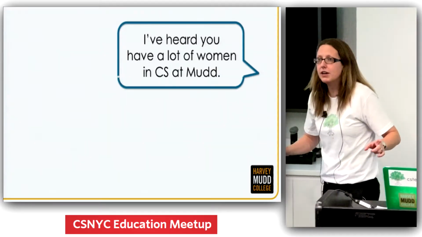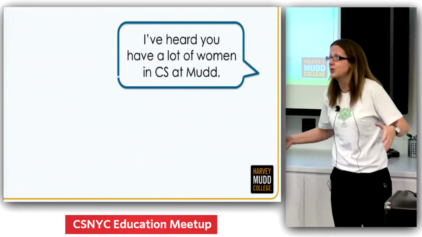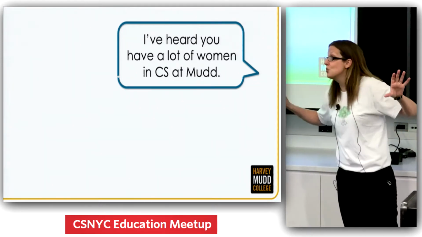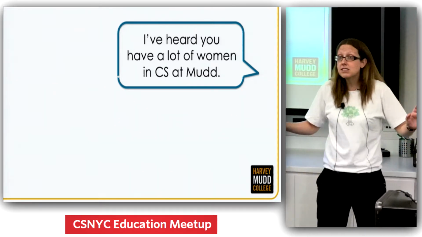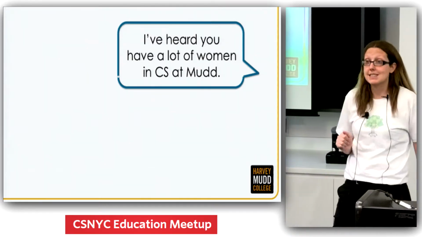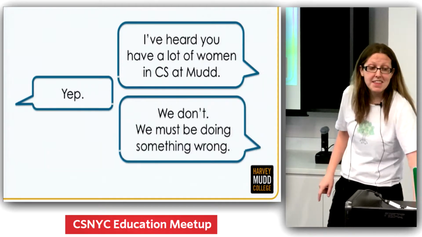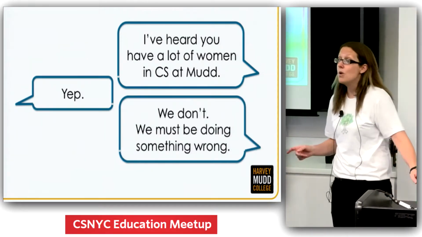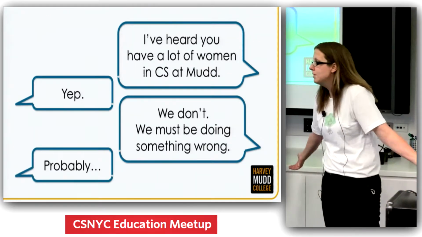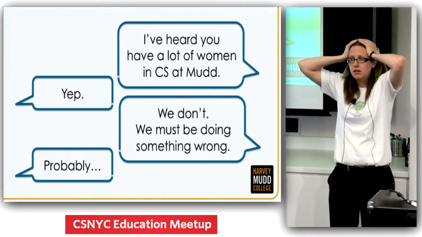Okay, but here's why. You're like, whatever, why does what happens at a school with 800 students matter? It does. So here's an actual conversation. A faculty member in computer science says, hey, I've heard you have a bunch of women in computer science at Mudd. And I'm like, yep. And then they say, we don't. We must be doing something wrong. I'm like, probably. It's this amazing opportunity to start a conversation, okay?